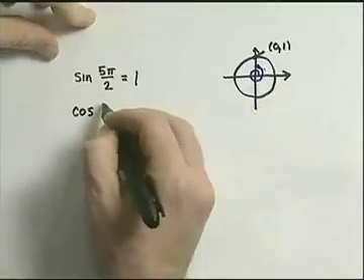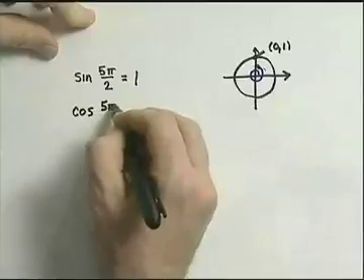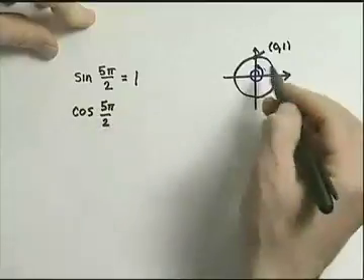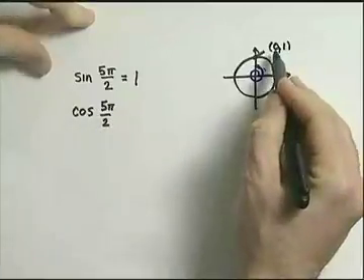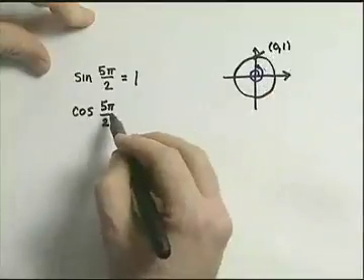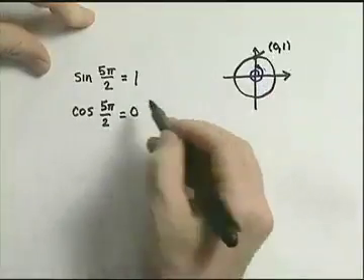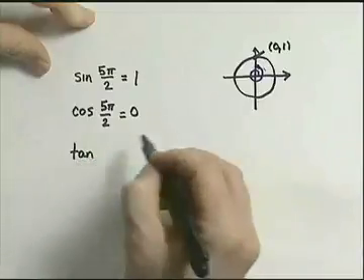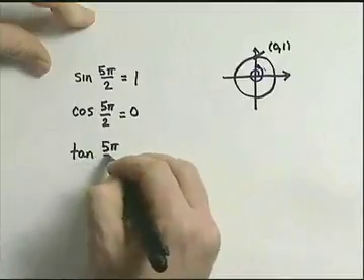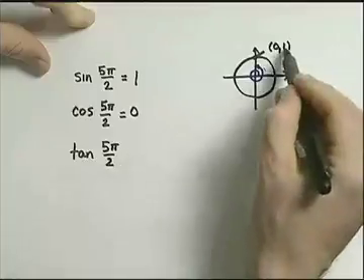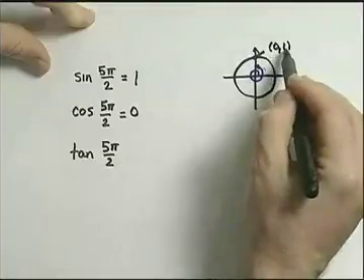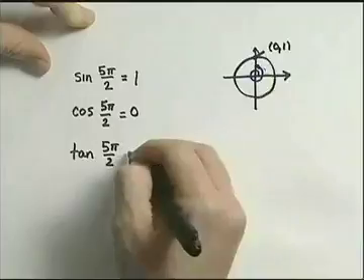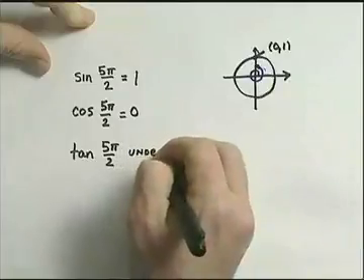The cosine function takes as input an angle and gives as output the x-coordinate of the terminal side, so the cosine of 5 pi over 2 is 0. The tangent function takes as input your angle and gives as output the ratio of y over x. Here I would get 1 divided by 0, which is undefined.